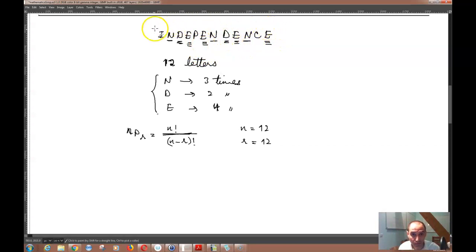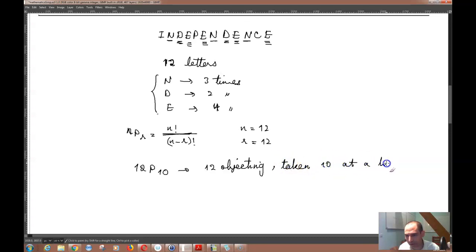For example, if you have 12 letters, and out of those 12 letters you are creating 12 letter words, then your r becomes 12. If out of those 12 letters you're creating 10 letter words, then your r becomes 10, meaning that n permutation r, or for example 12 permutation 10, you can think of as 12 objects taken 10 at a time. That's the meaning of 12 permutation 10.